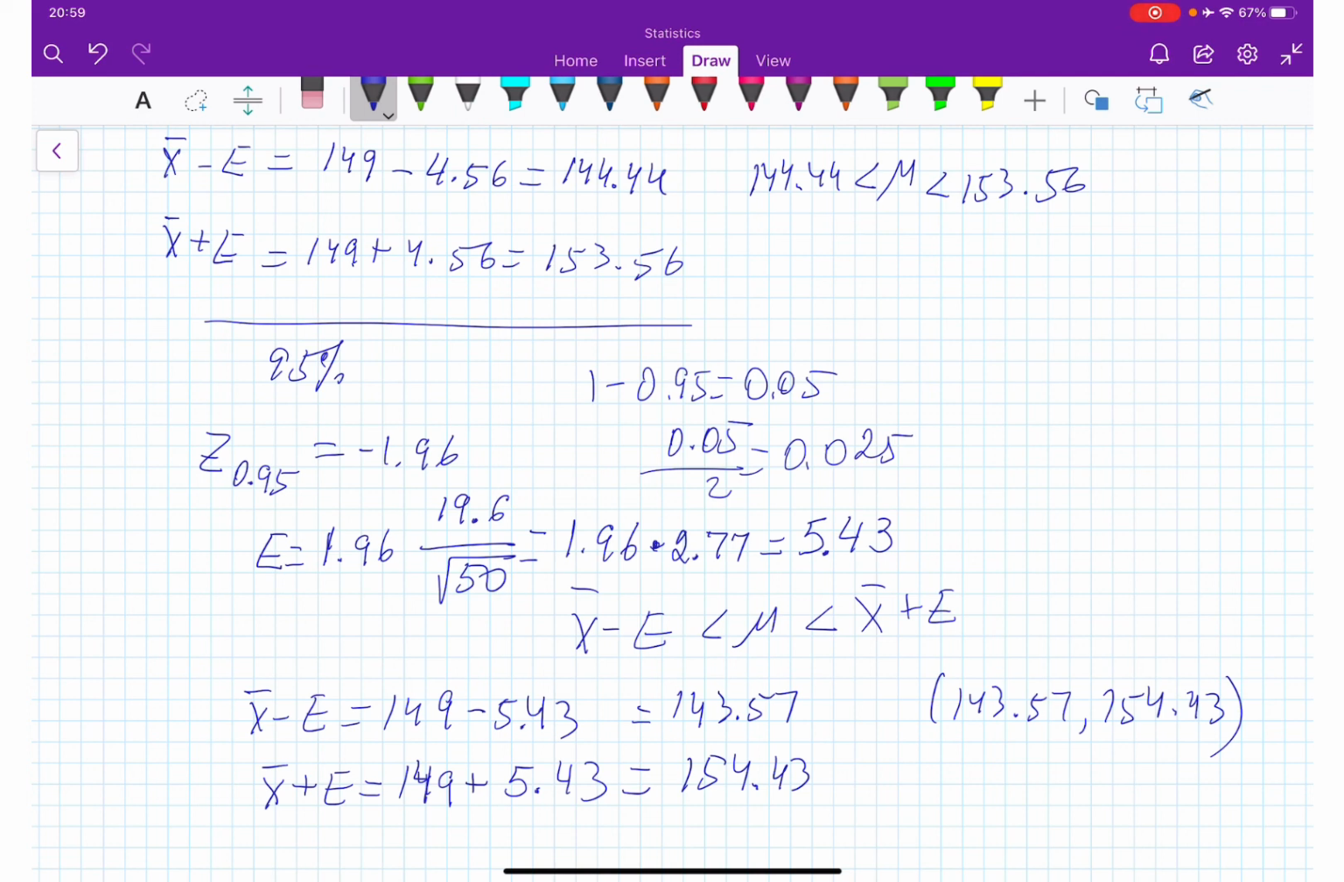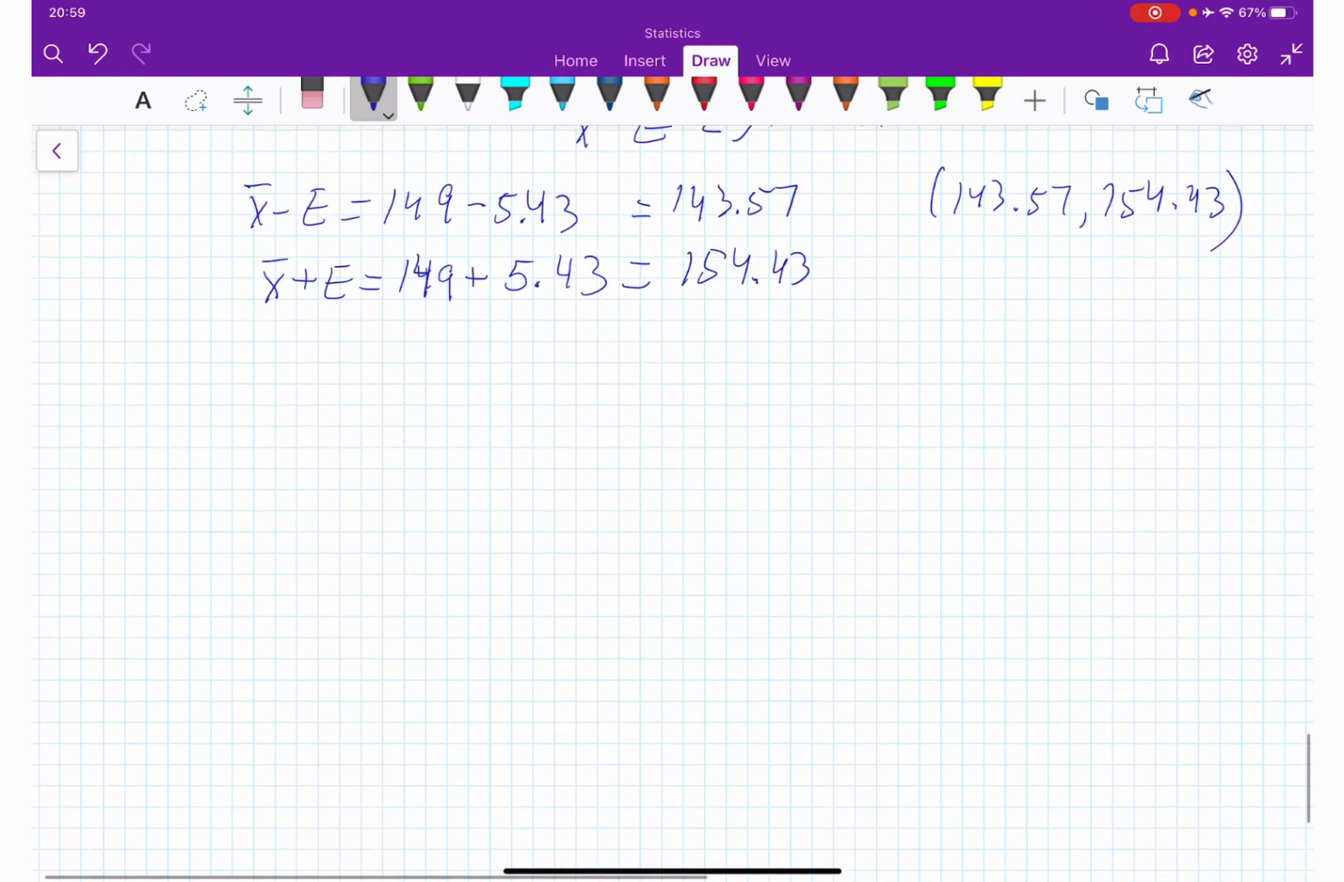Okay, number 7. There is one more question. Let's see. Oh yeah, practically we are reading what it was saying. With 95% confidence, we can say the population mean lies between 143.57 and 154.43.